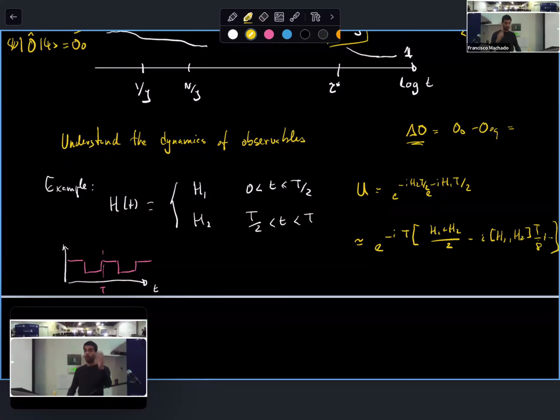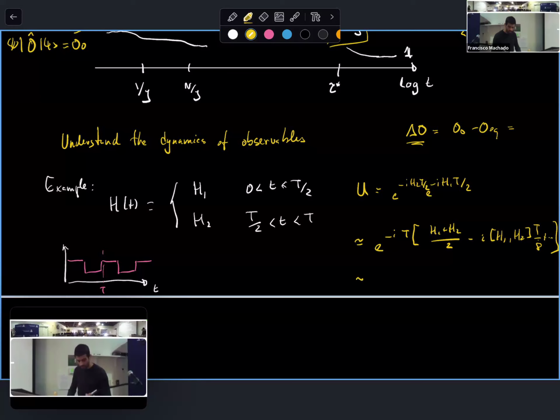And then there are higher and higher order terms. Okay. This already gives us, in some sense, a new evolution, which I'll call H effective, that in principle could tell us that our system could generate the dynamics of our system.